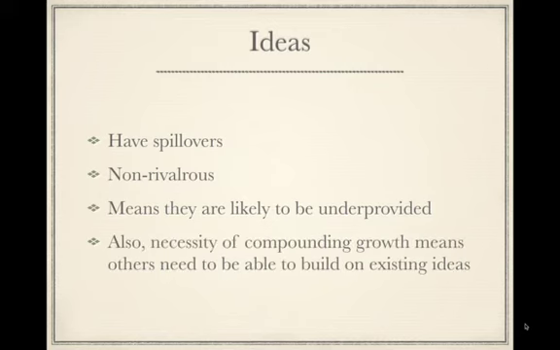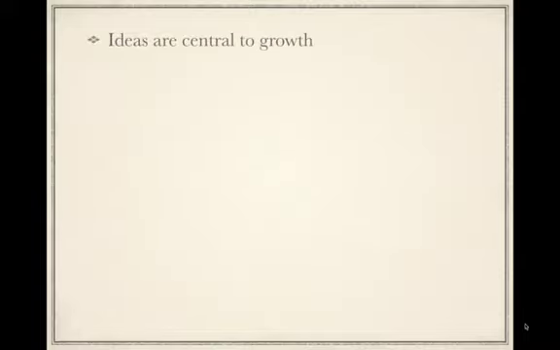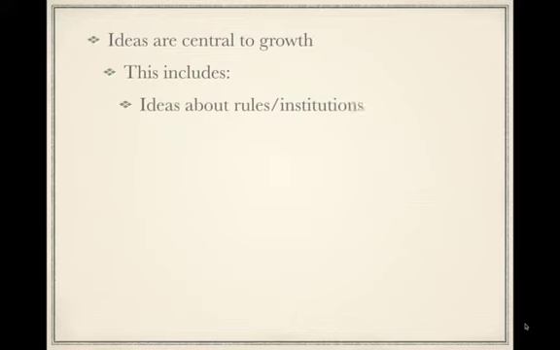It also turns out that compounding growth almost certainly means that we have to be able to build on previous ideas. If you invest in ideas but you keep your ideas secret, it's going to be harder and harder to have compounding rates of growth in ideas. And so we want both the production of these ideas and the publication of these ideas. And since ideas are central to growth, this includes ideas about rules and institutions and organizations.